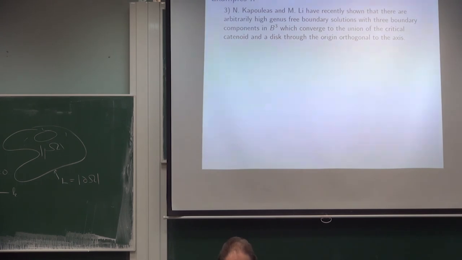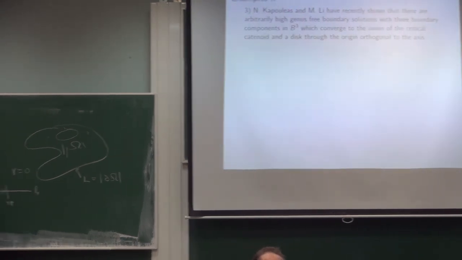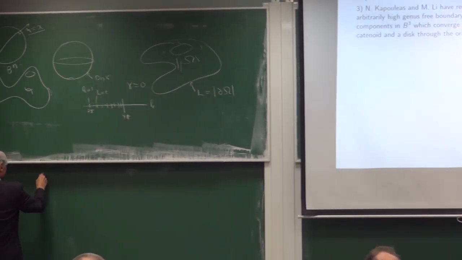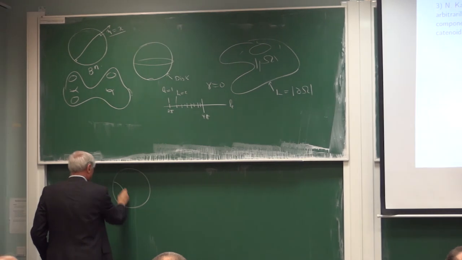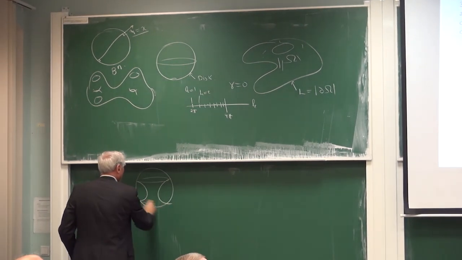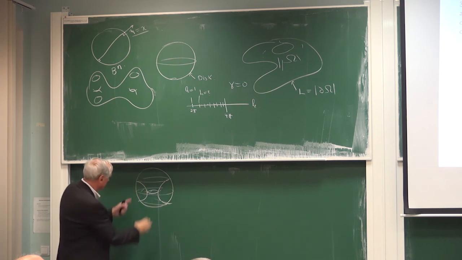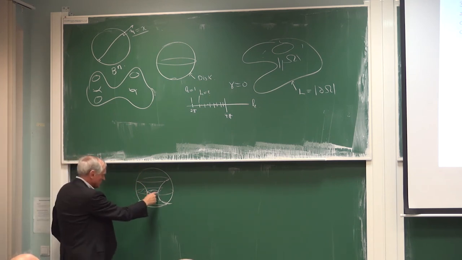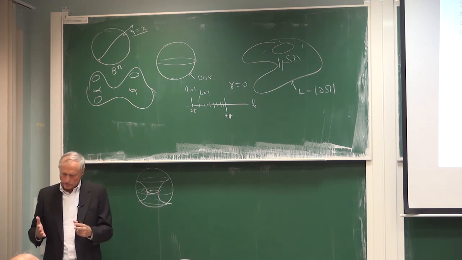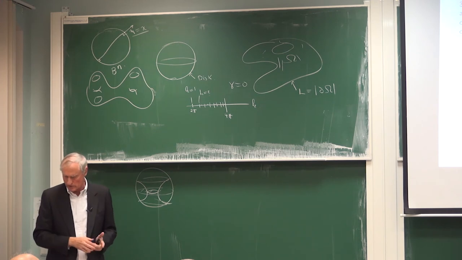Okay, and so there's a recent paper, which I actually posted just a couple weeks ago, finally, by Capaleas and Lee, where they constructed an infinite number of free boundary minimal surfaces with three boundary components. So their construction takes the union of the critical catenoid, and the disk through the origin. When we take the union of those two, we get a singular surface, an immersed surface, and there's a circle of intersection. Along that circle, the two surfaces intersect, in fact, orthogonally.